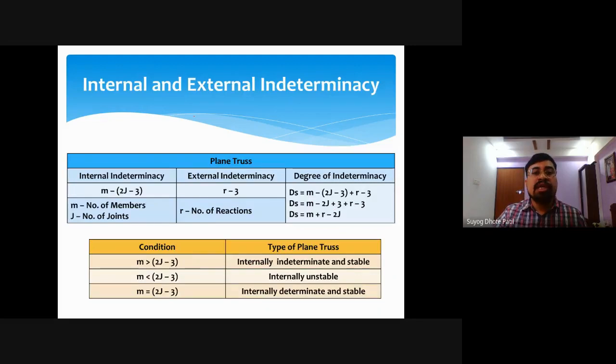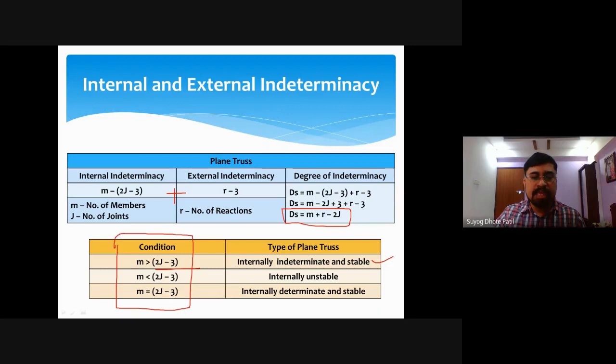So, internal and external indeterminacy for a plane truss. These were the formulae. Internal indeterminacy is calculated using this equation, and external is again r minus 3, similar to a plane frame. If I add these two equations, finally I get m plus r minus 2j. Here some conditions are there. If the number of members is greater than the fraction 2j minus 3, then it is internally indeterminate and stable. If m is less than this fraction, it is internally unstable. And if m is equal to this, it is internally determinate and stable. So these conditions are important.